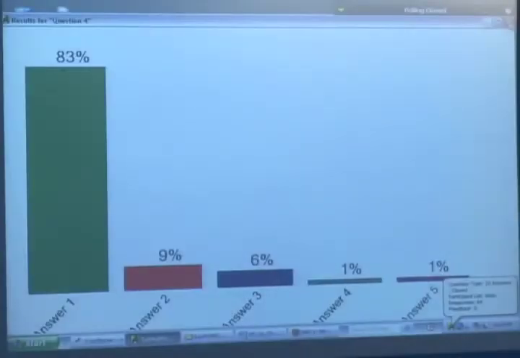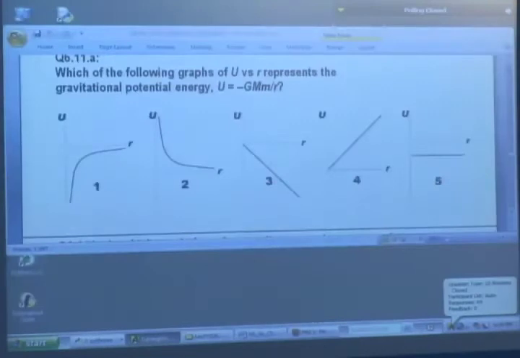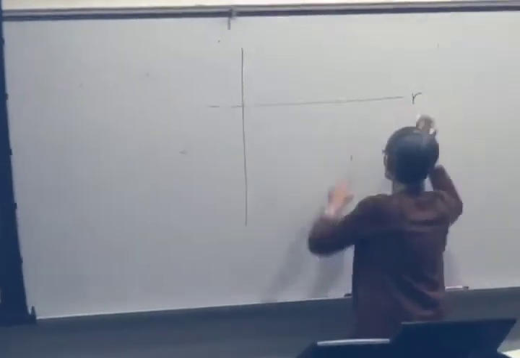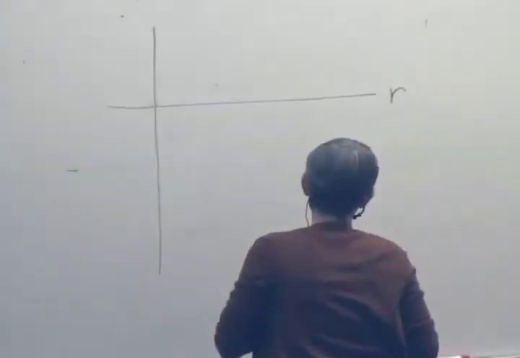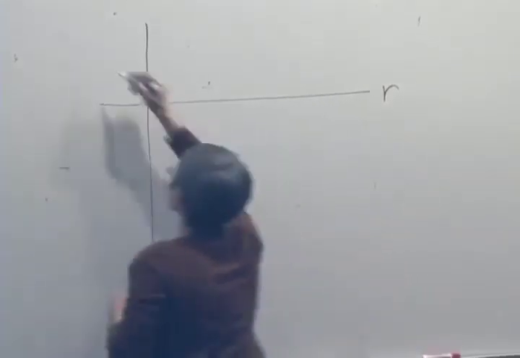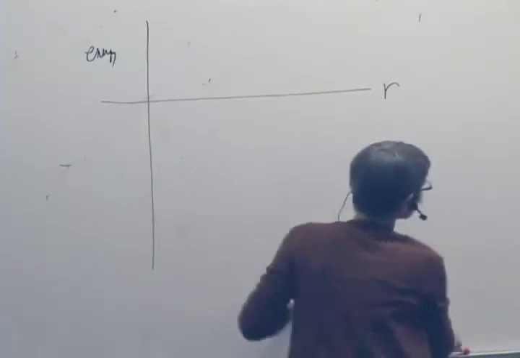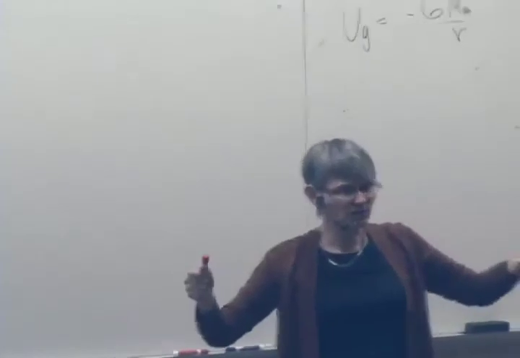Okay, so we're pretty good. We're nearly unanimous that it's 1, which is correct. So we have the distance between the objects R. This is energy. And so we have, these are constants. It's inversely proportional to R.